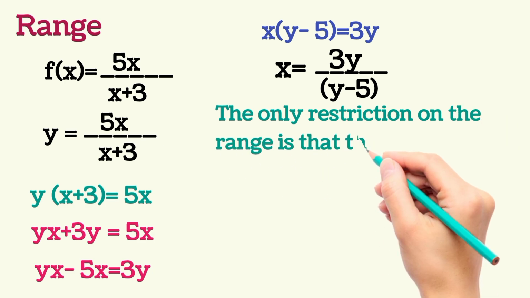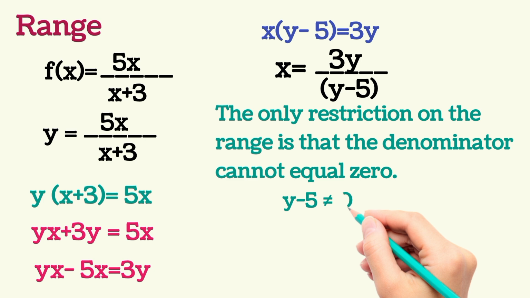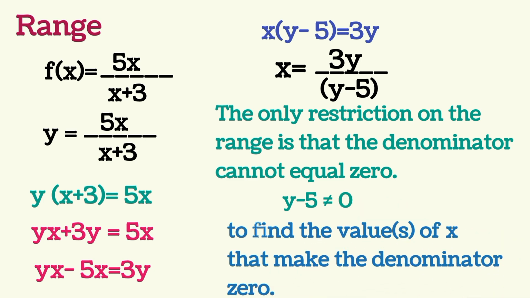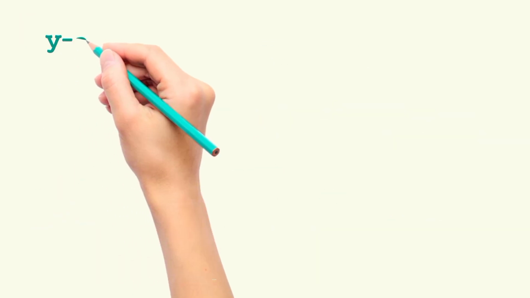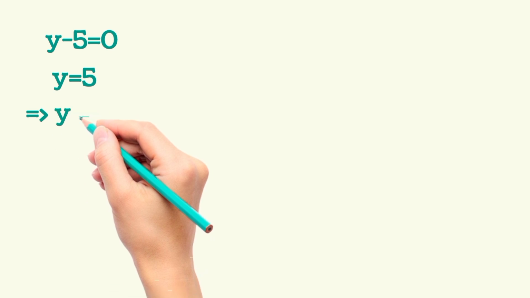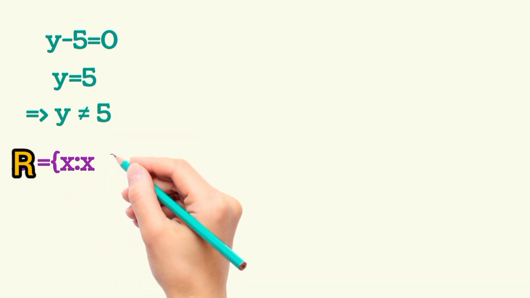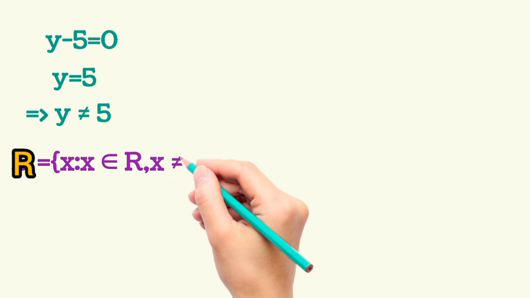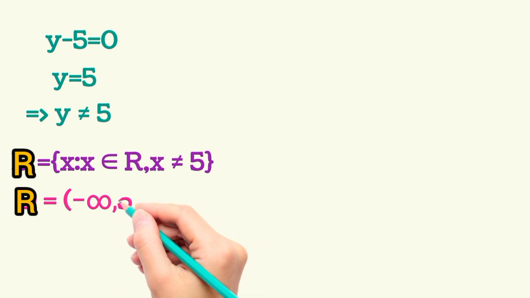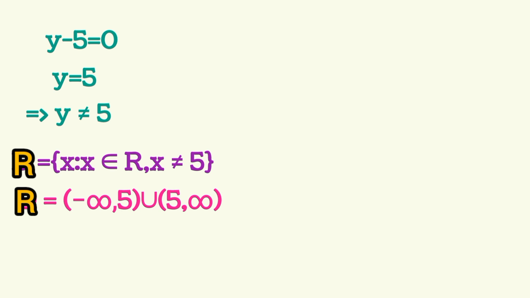So here we have y - 5 as denominator, so this should not be equal to 0. So we will find out the values that will make the denominator 0. So for that, we will put y - 5 = 0, which will give y = 5. It means y should not be equal to 5, otherwise the denominator will be 0. So range of the function will be y such that y belongs to R, where y is not equal to 5, or range of the function is minus infinity to 5 union 5 to infinity, where 5 is not included.